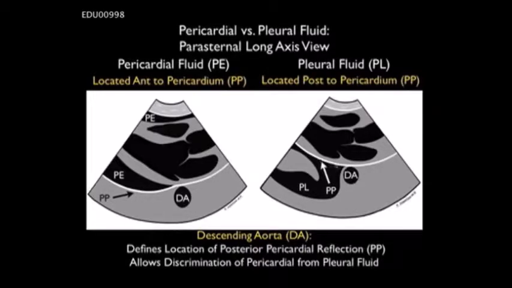That's to be differentiated from the image to the right, where we again identify the descending aorta and the posterior pericardial reflection. Notice here that the fluid is posterior to both and therefore within the pleural cavity. So some very important landmarks to identify when trying to figure out if fluid is pericardial versus pleural.